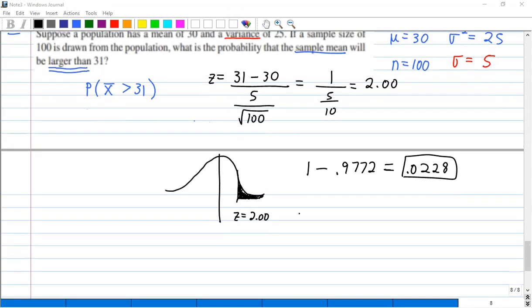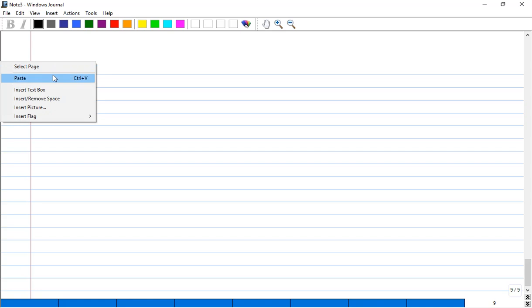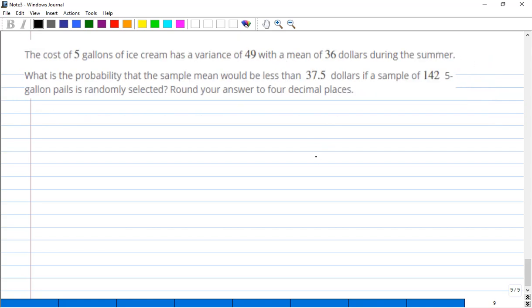All right, so you'll have one on your homework similar to this. And you don't have to copy everything down. What I would probably do is just copy down the main variables that we'll be using, the values here. So the cost of 5 gallons of ice cream has a variance of 49 with a mean of $36 during the summer.